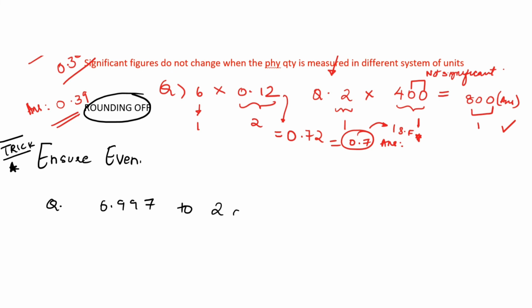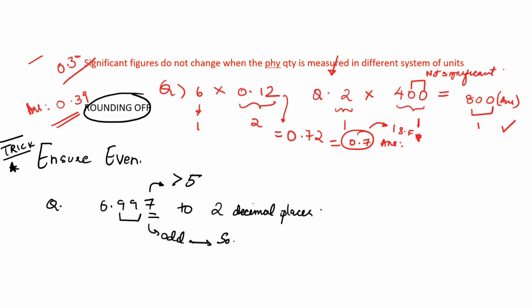I'll give you a question for you to understand. For example, I take 6.997. You should round it off to 2 decimal places. Now, this 7 is a number greater than 5. So you should definitely look at the previous digit, that is 9. So this 9 is odd. So what should you do? You should add 1 because it's greater than 5.